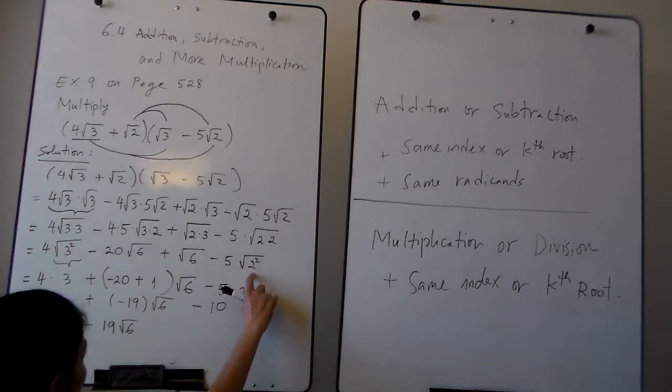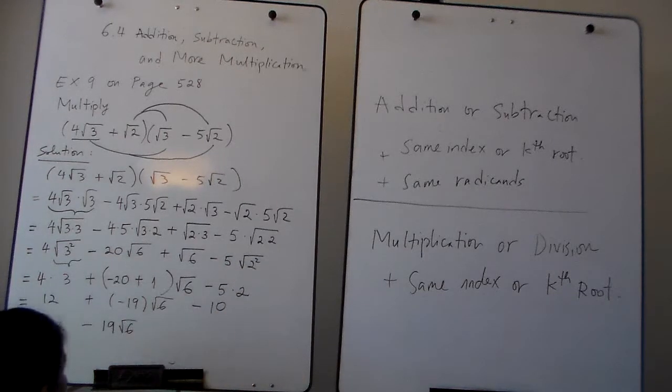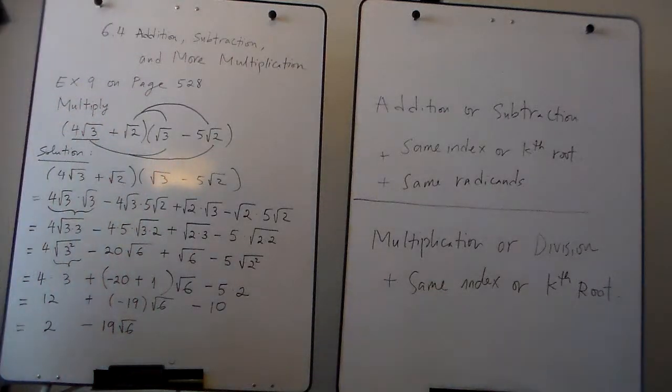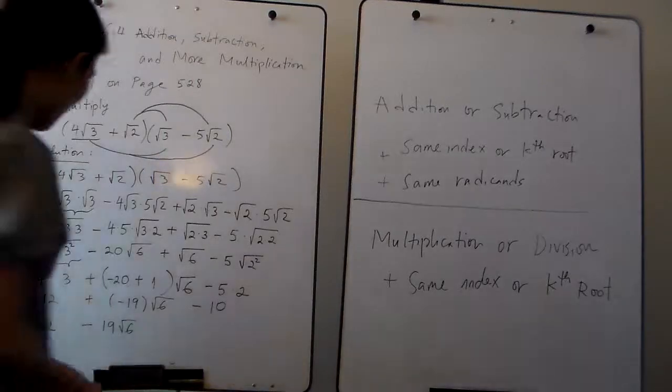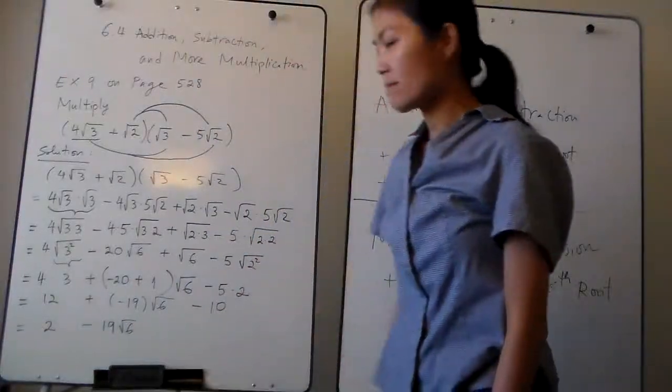And then for this, you simplify the 2. And then the rest, you just combine like terms and simplify. So the answer for example 9 is 2 minus 19 times square root of 6. Okay?